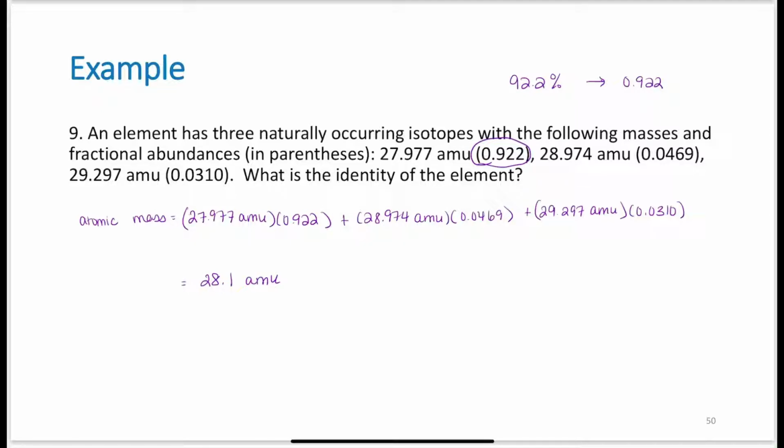When I look at the periodic table, I see this matches closest to silicon. Silicon has a mass of around 28, depending on what table you look at, 28.086, 28.09. If rounded to 3 sig figs, which we need to do because I have 3 sig figs in each of these measurements here, then it will be a mass of 28.1.